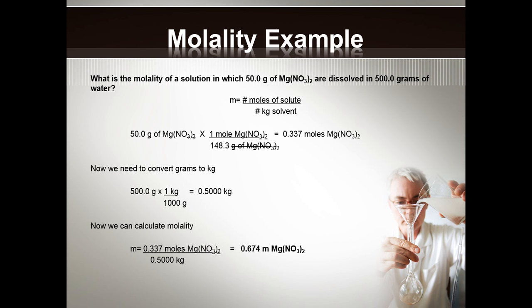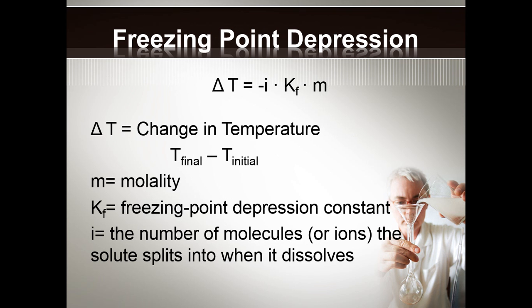Okay, so what do we need this for? It's very appropriate today on this snowy day. We're going to talk a little bit about freezing point depression. And here's the formula for freezing point depression: delta T equals negative i times Kf times molality.